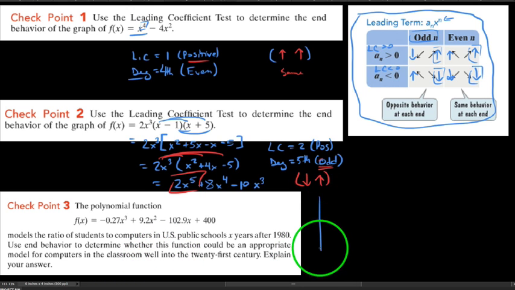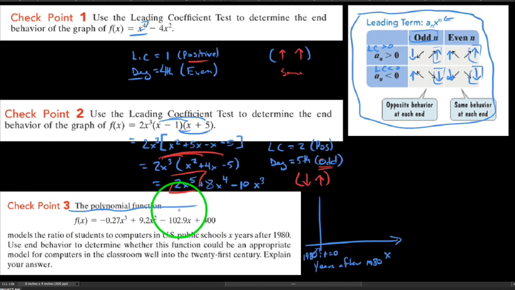So what I want to kind of do is indicate the fact that what they've told us is that x is the number of years after 1980. And so right here, this is 1980, right at the beginning. It is kind of like time equals 0 here. And so this is modeling our ratio of students to computers. So what's happening to the number of students per computer, that ratio, from 1980?